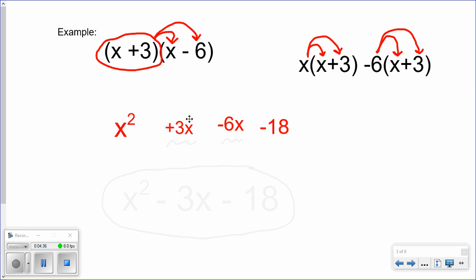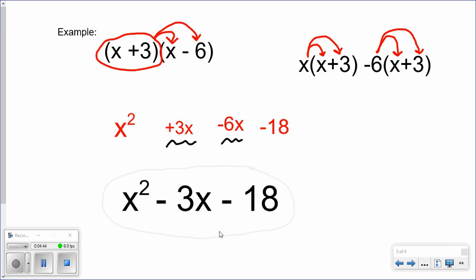Now I have like terms here. I have a 3x and a negative 6x. So those I need to combine. Okay. So 3x plus negative 6x gives me negative 3x, so that's what I have now.